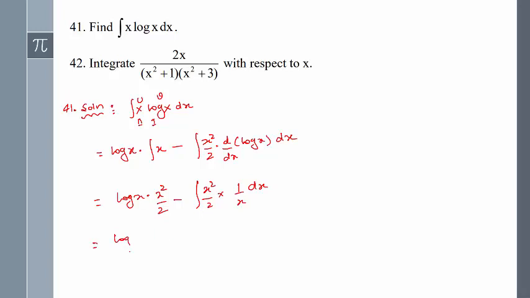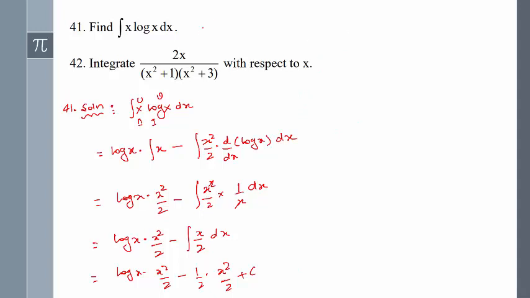So now that is log x multiplied with x square by 2, cancel x and x, minus this is x by 2 with respect to dx. So now log x into x square by 2 minus x by 2, take 1 by 2 constant as it is, integration of x is x square by 2 plus c. Clear? So this is your answer. So that is log x into x square by 2 minus x square by 4 plus c. That will be your final answer.